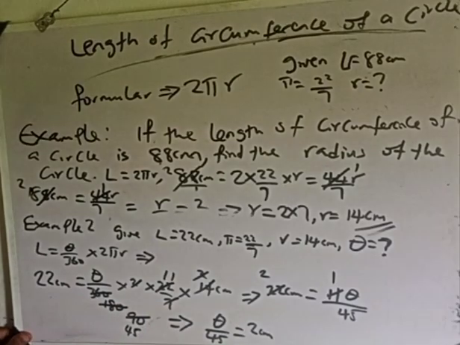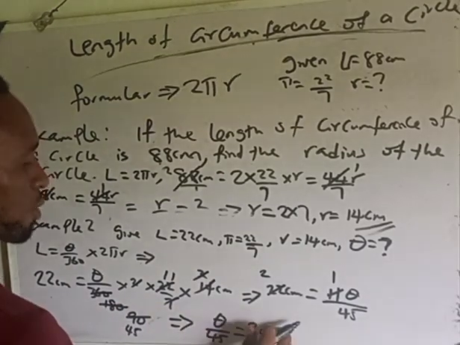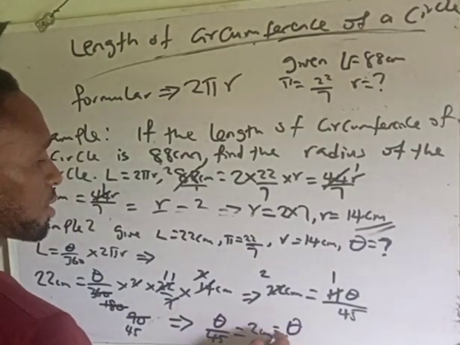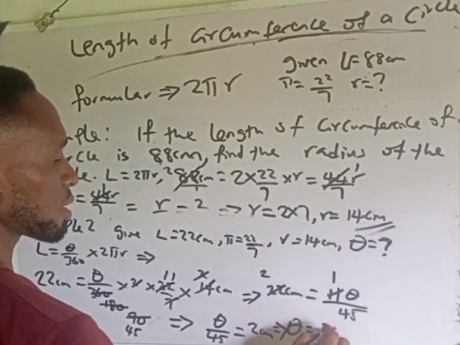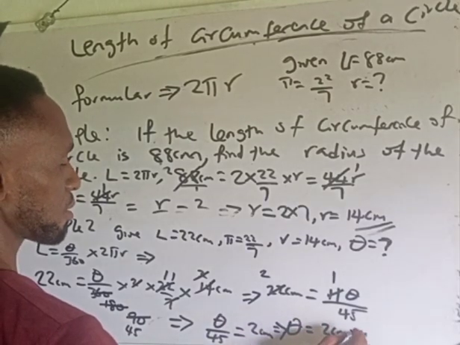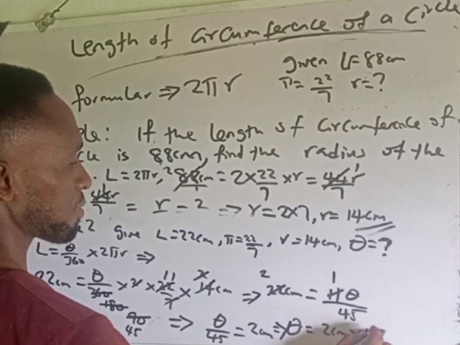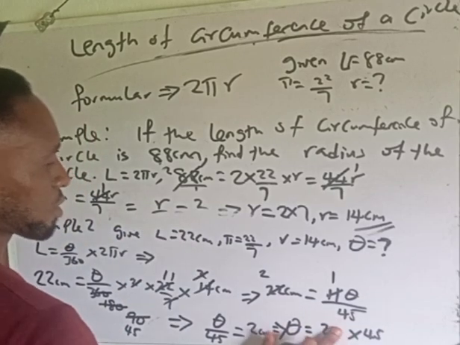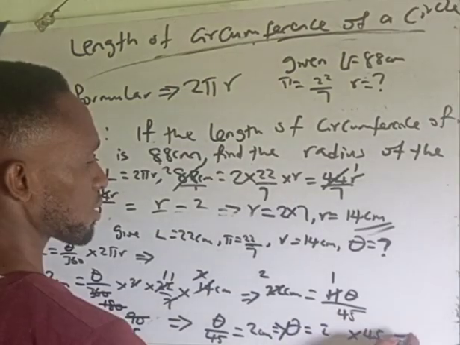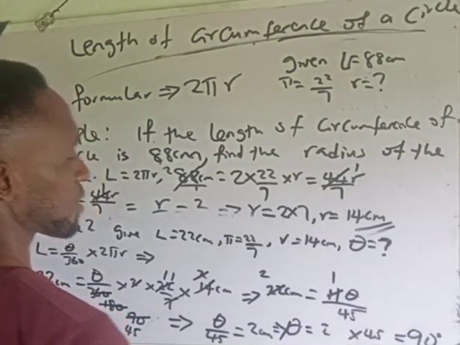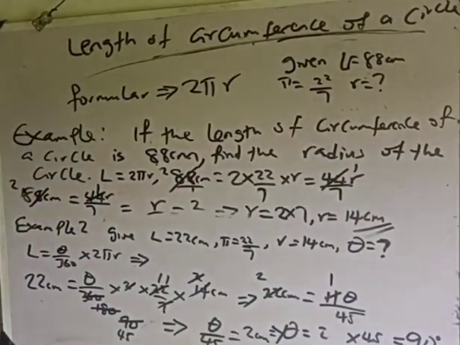If I multiply both sides by 45, or this 45 coming over here, I'll have that theta is equal to 2 times 45, which will give me what? 90 degrees. So theta will give us 90 degrees.